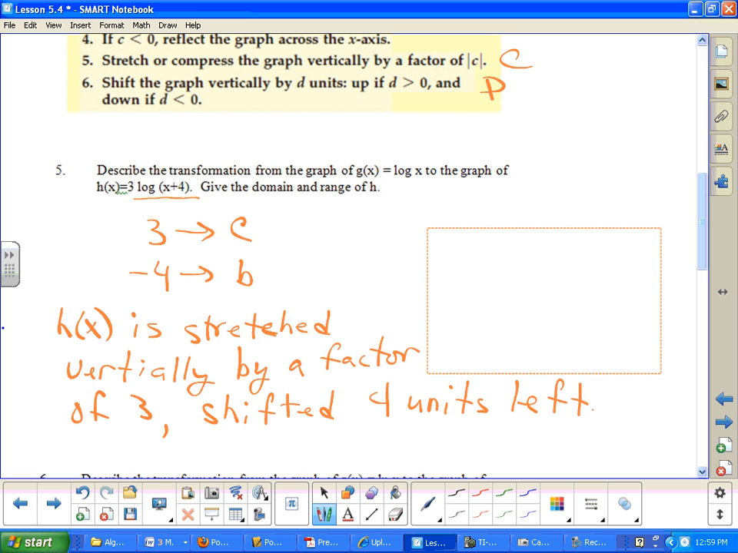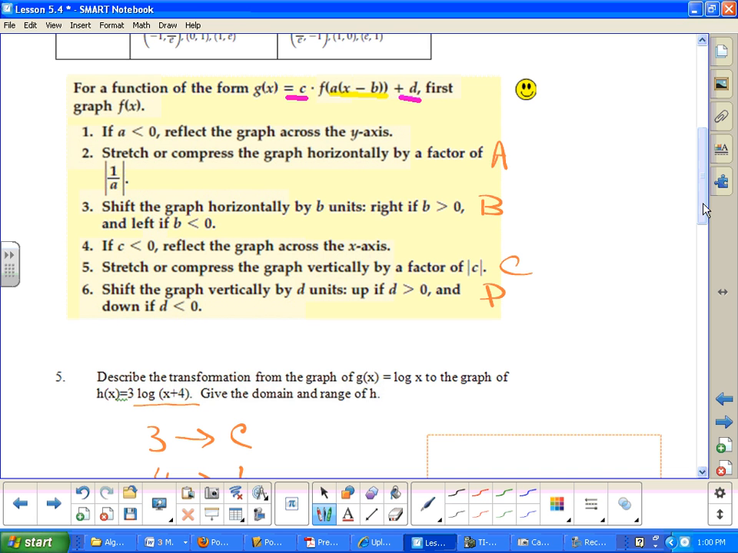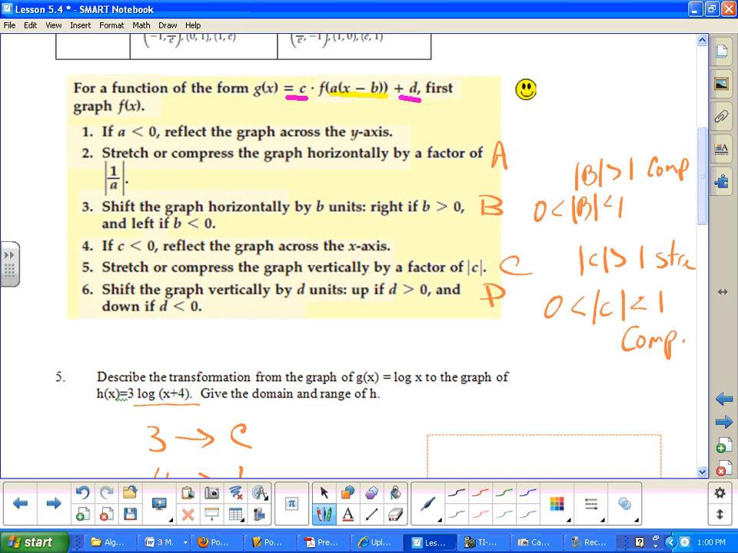If the value of c is greater than 1, it's a stretch. If it's between 0 and 1, it's a compression. So if the absolute value of c is greater than 1, it's a stretch. If it's between 0 and 1, it's a compression. And it's just the opposite when we're talking about b. If the absolute value of b is greater than 1, it's compressed. If the absolute value of b is between 0 and 1, it's a stretch. Because it's actually the reciprocal.